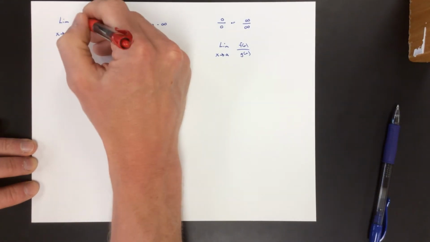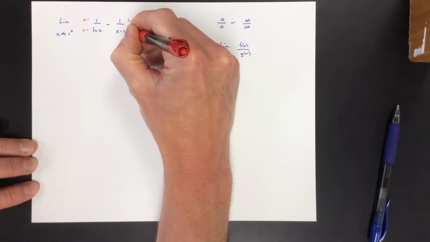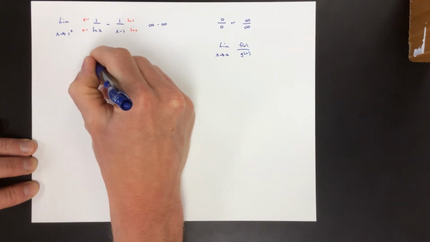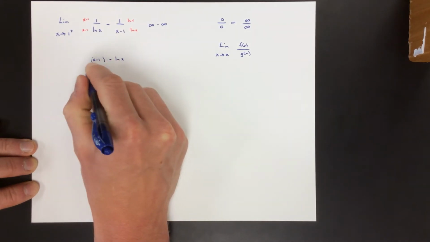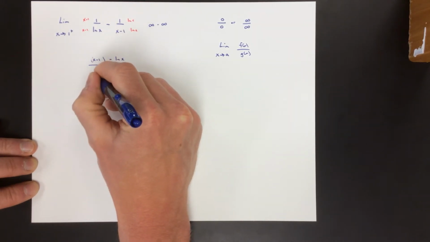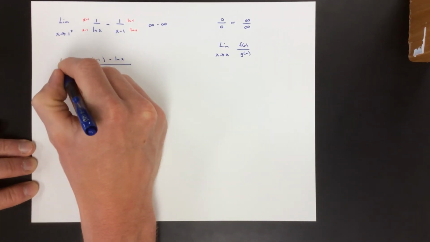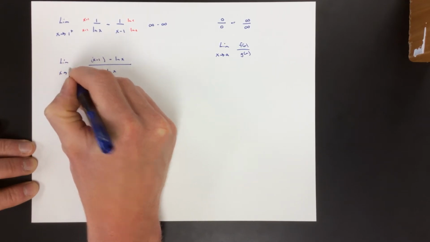So I'm going to multiply top and bottom here by x minus 1. I'm going to multiply top and bottom here by the natural log. So it does get a little messy, but I get x minus 1 minus the natural log of x all over the denominator, which is x minus 1 times the natural log of x. And again, I'm still looking at the limit as x goes to 1 plus.